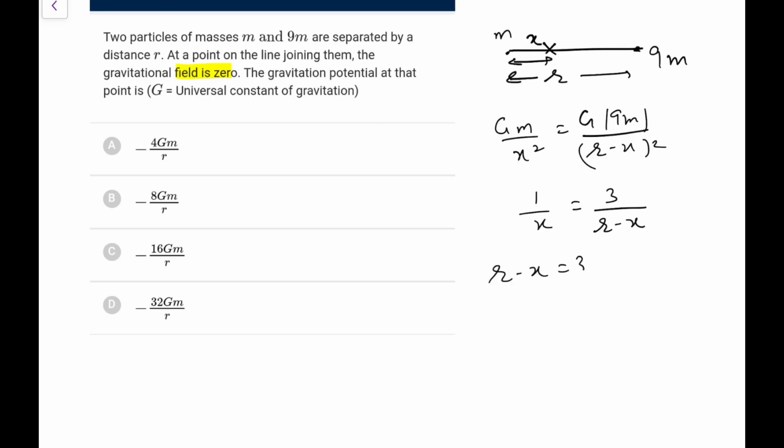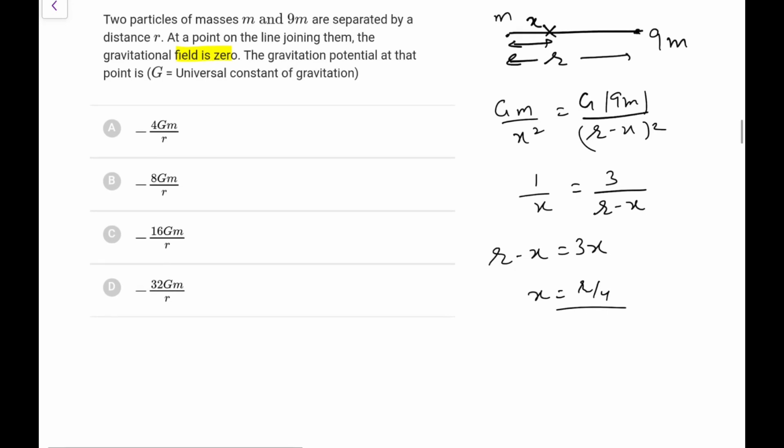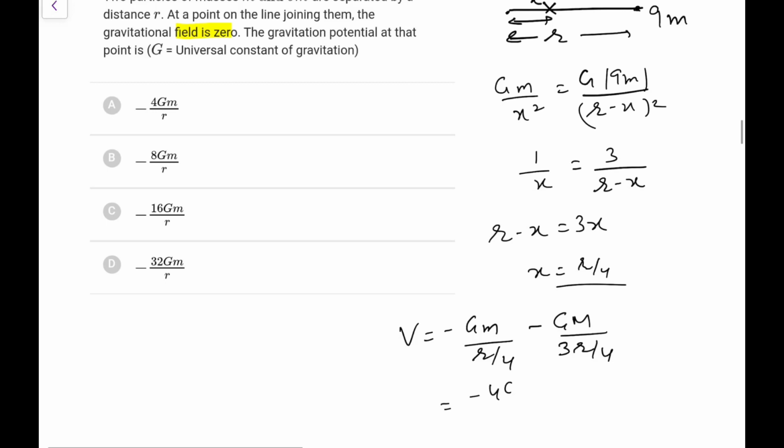R minus x is 3x, so x comes out as r by 4. So this is r by 4, that would be 3r by 4. So potential would be due to the first one minus GM by x, that is r by 4, from the second x, r minus x, which is 3r by 4. So what you have, this is minus 4 GM by r, and this was 9, sorry, so that becomes minus 36 GM by 3r, so it becomes 12 and 4, 16, minus 16 GM by r. That would be the option C here.